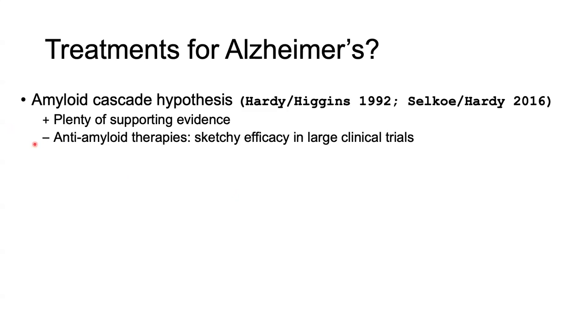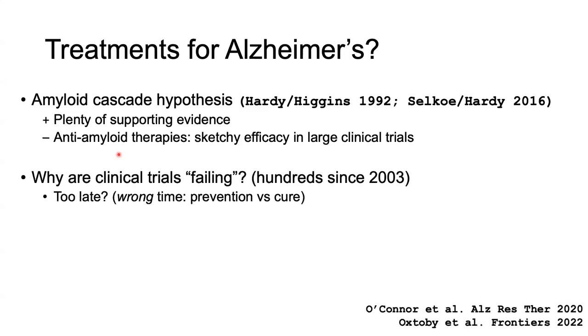And a potential argument against the amyloid cascade hypothesis is that many trials for quite some time have had somewhat of a sketchy track record of showing efficacy, despite plenty of promising results in early phase trials. A lot of these anti-amyloid therapies aren't showing too much efficacy in the large phase 3 trials needed to get to market. The next natural question is why are these clinical trials failing? Hundreds since 2003, a few successes recently, but again, not perfect.